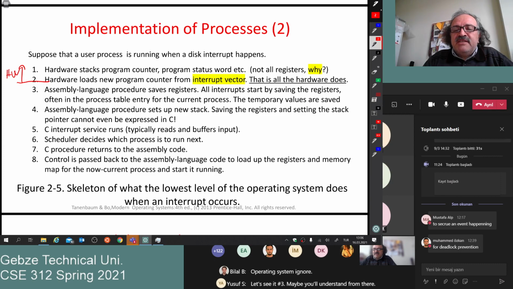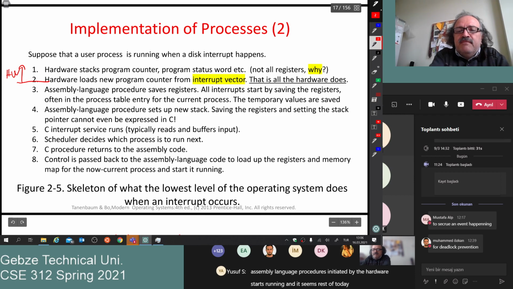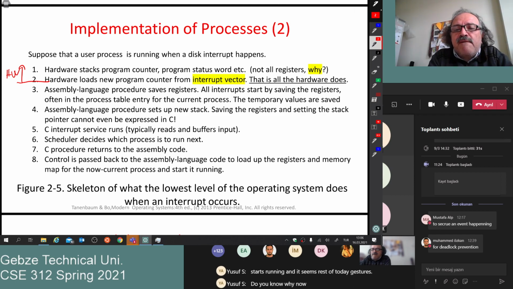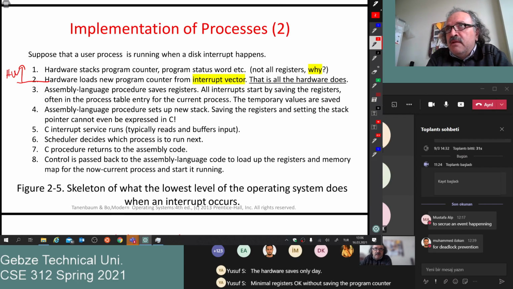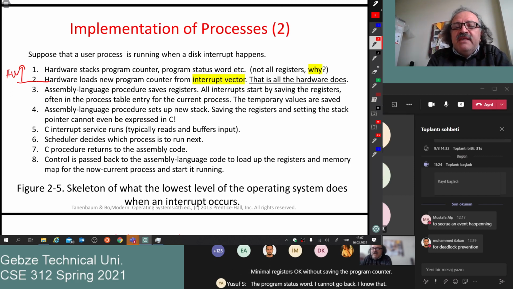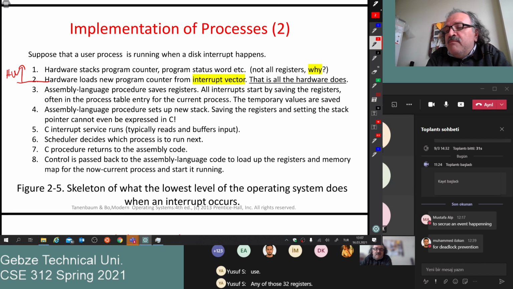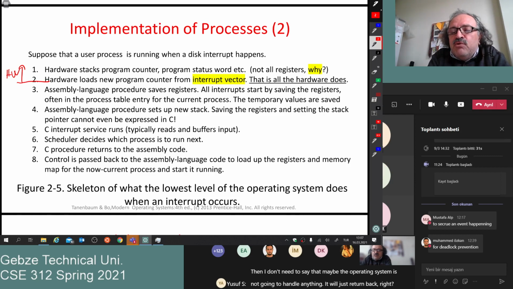Now the assembly language procedure started running. Now the operating system is running something. The assembly language procedure initiated by the hardware starts running, and it saves the rest of the registers. Do you know why now? Why doesn't the hardware save all the registers? The hardware saves only the minimal registers. Without saving the program counter or the program status word, I cannot go back, I know that. But if I, as hardware, am not going to use any of those 32 registers, then I don't need to save them. Maybe the operating system is not going to handle anything. It will just return back, right? In that case, there is no need to save all the registers.